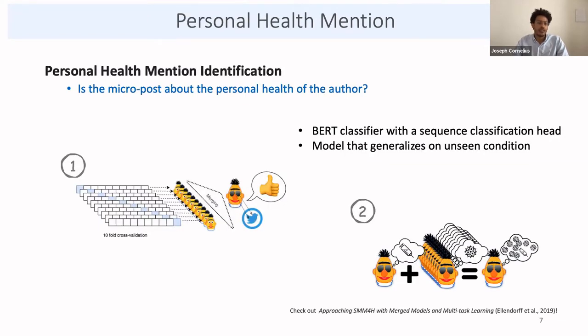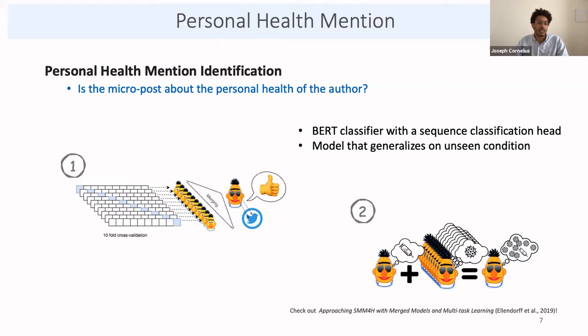The method we use to identify personal health mentions deals with the classification of a single post. In the task of personal health mention identification, we want to identify tweets which are concerned with the personal health of the author of the tweet or a person familiar to the author. Here we use a BERT model with a sequence classification head. The model was developed by Tilia Ellendorff for the personal health mention identification subtask of the Social Media Mining for Health shared task in 2019 and obtained the best results.